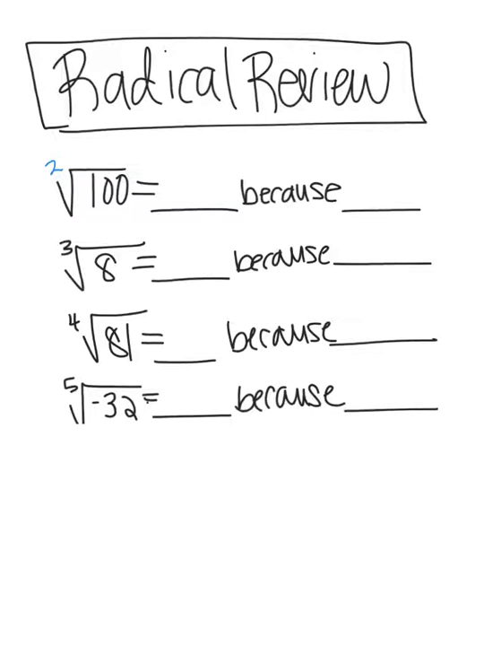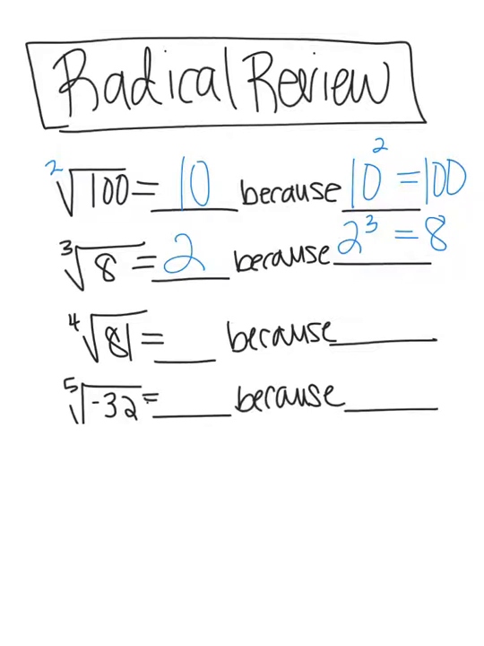So we would ask ourselves, what number would you multiply by itself twice to get 100? And so that would be 10, because 10 to the second power, 10 times 10, is 100. All right, let's look at the next one. The cube root of 8. So you would ask yourself, what number do I multiply by itself 3 times to get 8? And that would be 2, because 2 to the third power, 2 times 2 times 2, is 8.